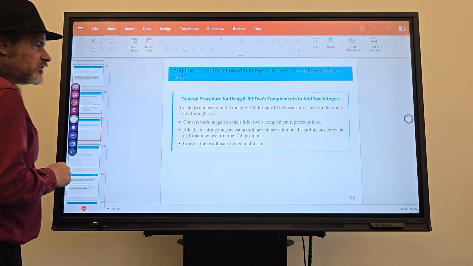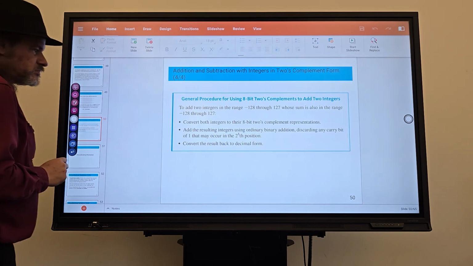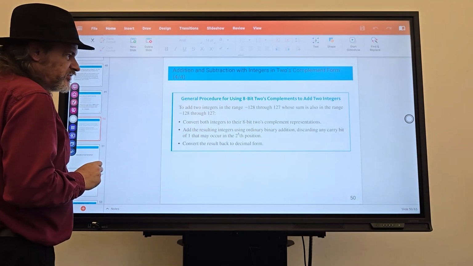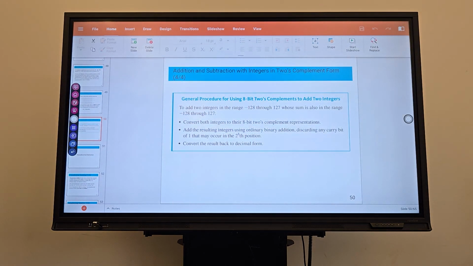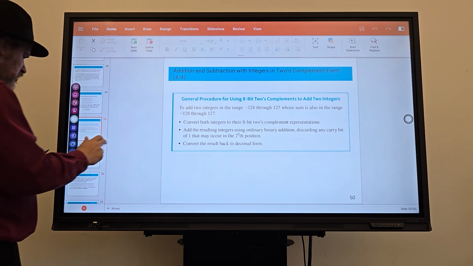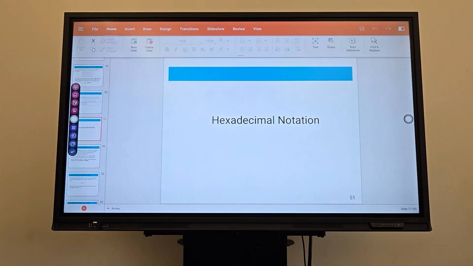This is just the addition with 2's complement. Now we get to hexadecimal. Let's see if I can get through this pretty quickly in the next 10 minutes or so.